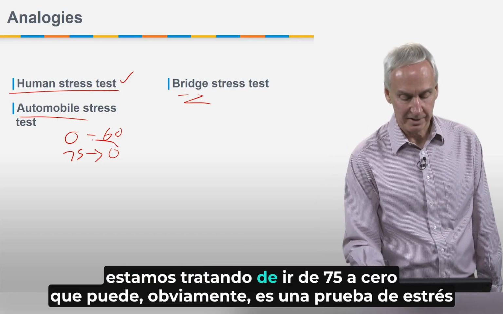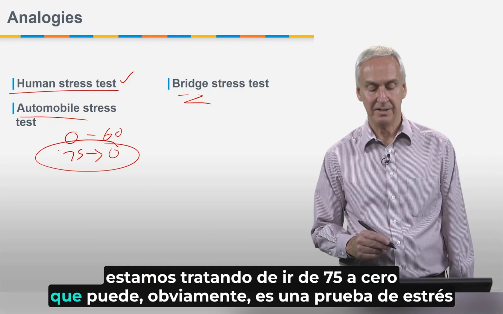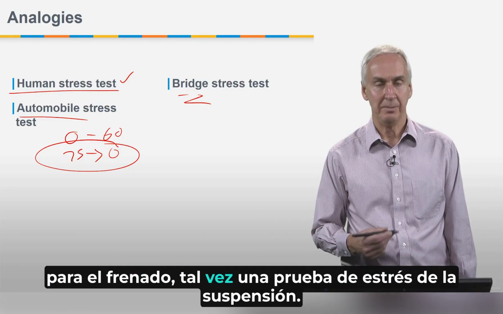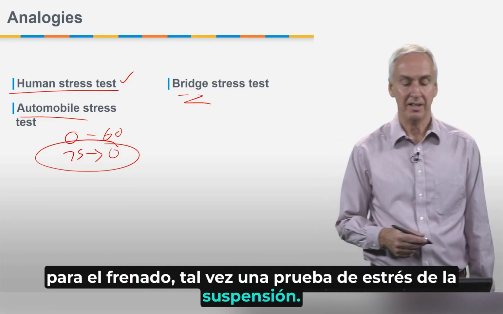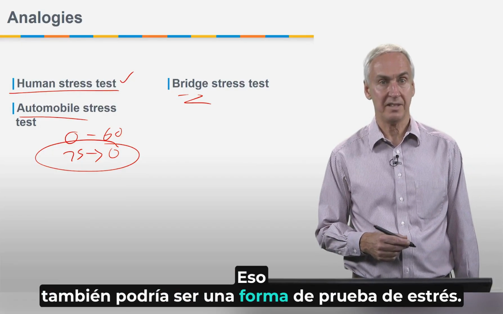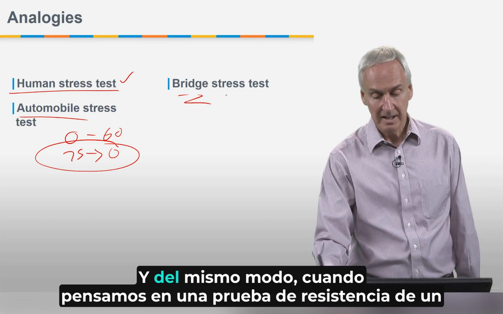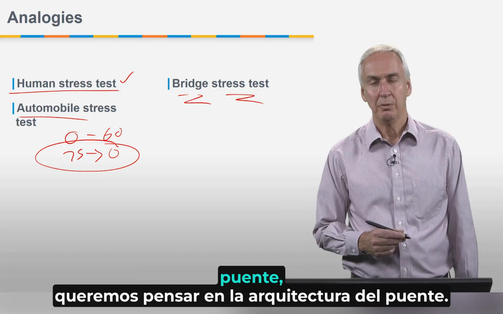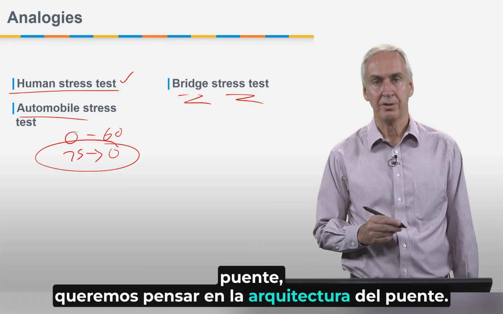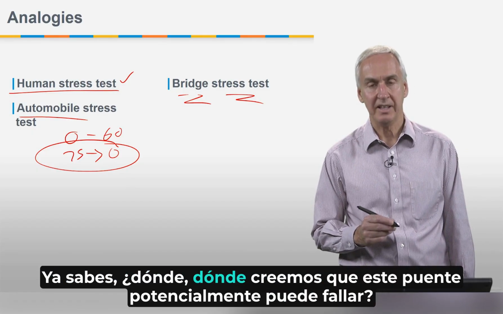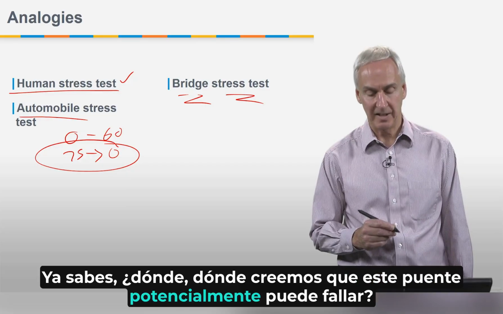If we're trying to go from 75 to 0, that obviously is a stress test of the braking, maybe a stress test of the suspension. We can think about crash tests, which could be a form of stress test as well. And in the same way, when we think about a bridge stress test, we really want to think about the architecture of the bridge. Where are the stress points? Where do we think that this bridge potentially could fail?